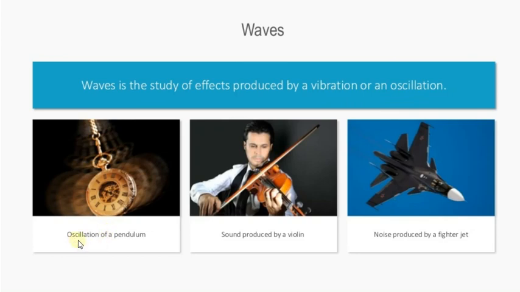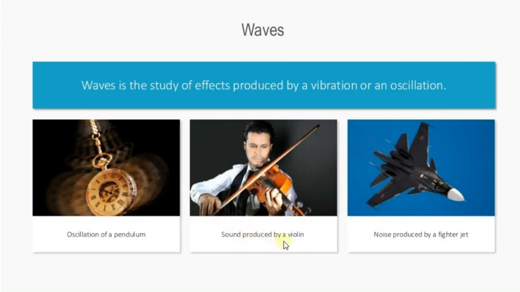Examples are oscillation of a pendulum. When the pendulum oscillates, it can swing about a fixed point. It produces a wave, and that wave through air can hit the eardrum and we can hear sound.